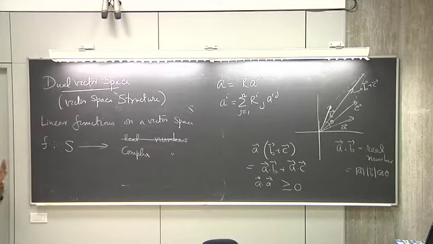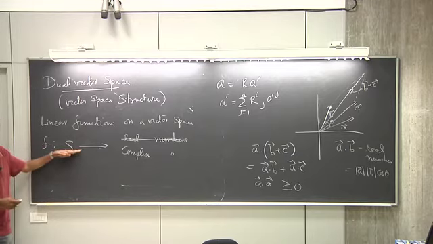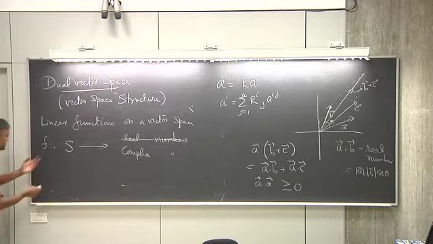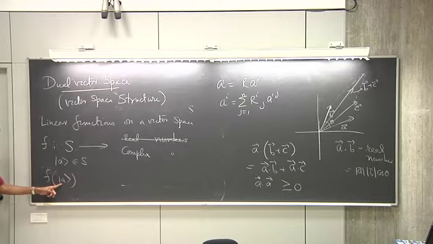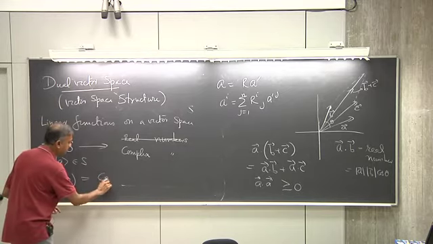You are familiar with the notion of a map. If I give you one set and another set, a map says that every point here is mapped to some point there, and there's a rule for the mapping. Different such mappings will give you different functions. Very explicitly, if I take any vector A belonging to S, then F of A will be some complex number.